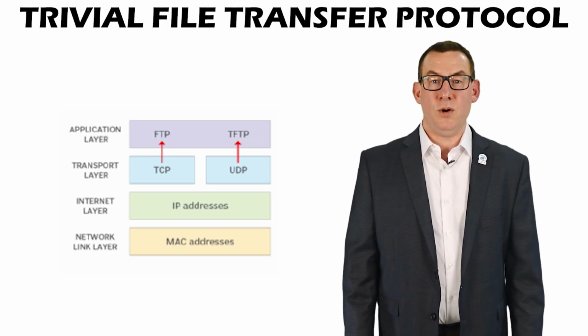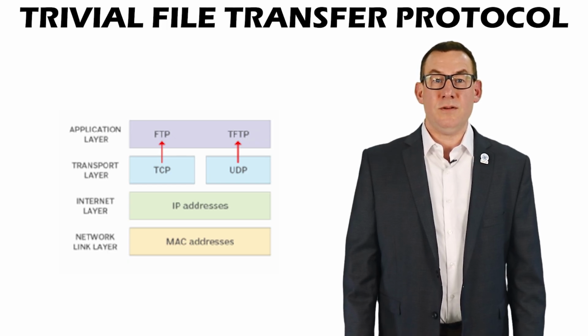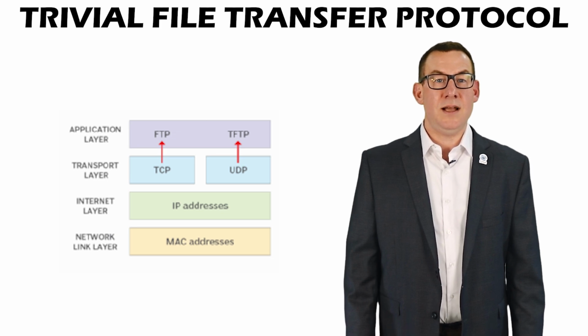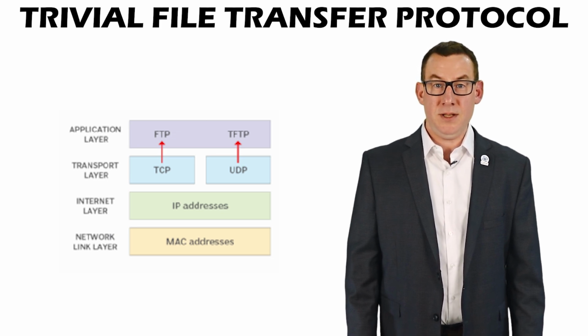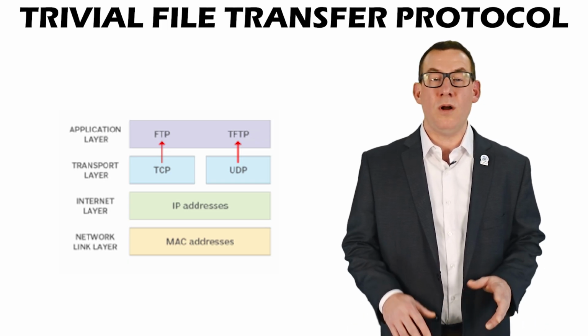Trivial File Transfer Protocol, or TFTP. Trivial File Transfer Protocol is a lightweight, faster version of FTP that uses UDP. It has no encryption or authentication.